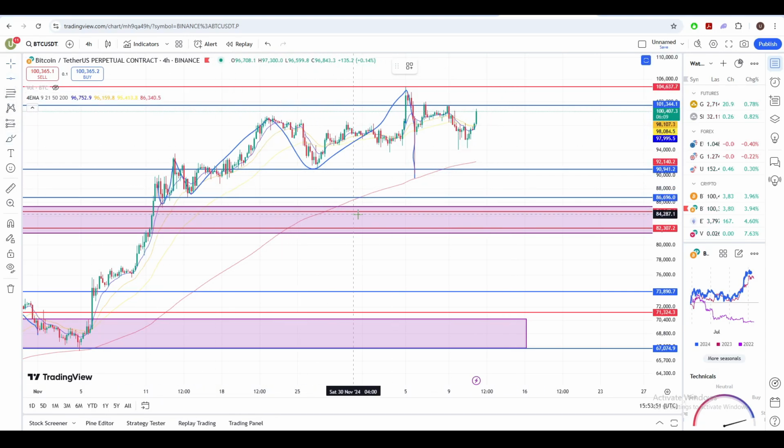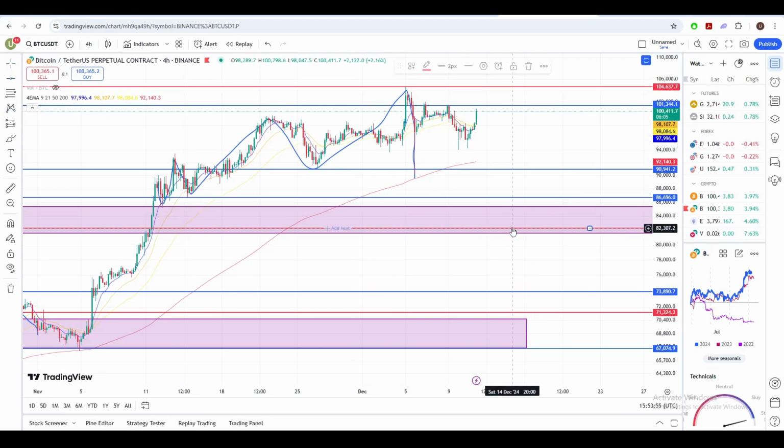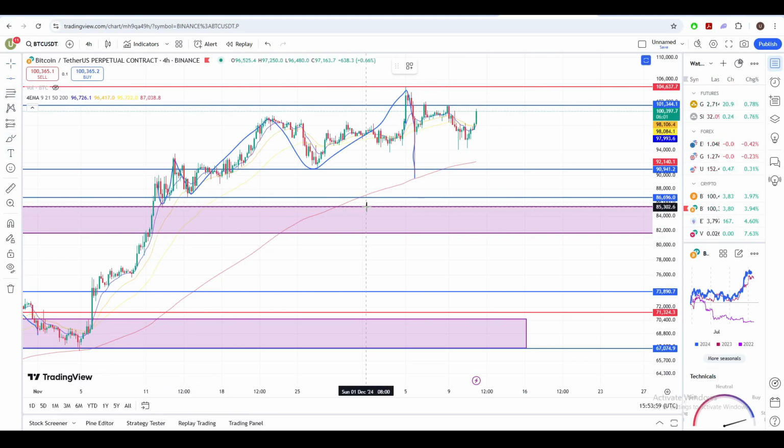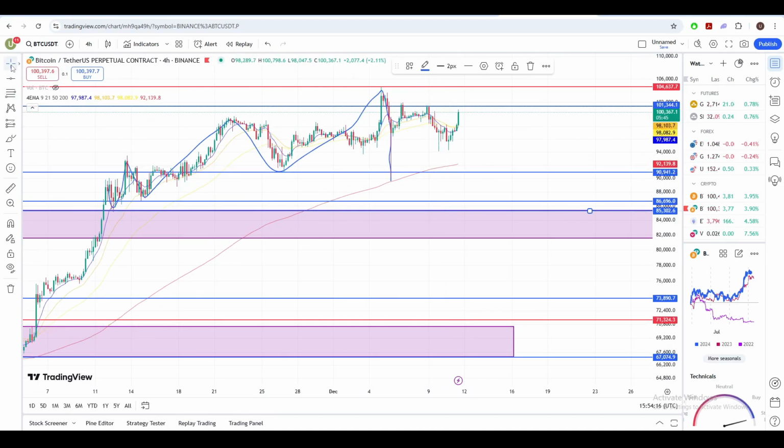Don't mind these lines, these are just for analysis. My next take profit would be where I would close my other positions, like 60% I would close here, and 40% here at this. And this is the CME gap. I will explain later how it works. For now, let me just continue on this trend.